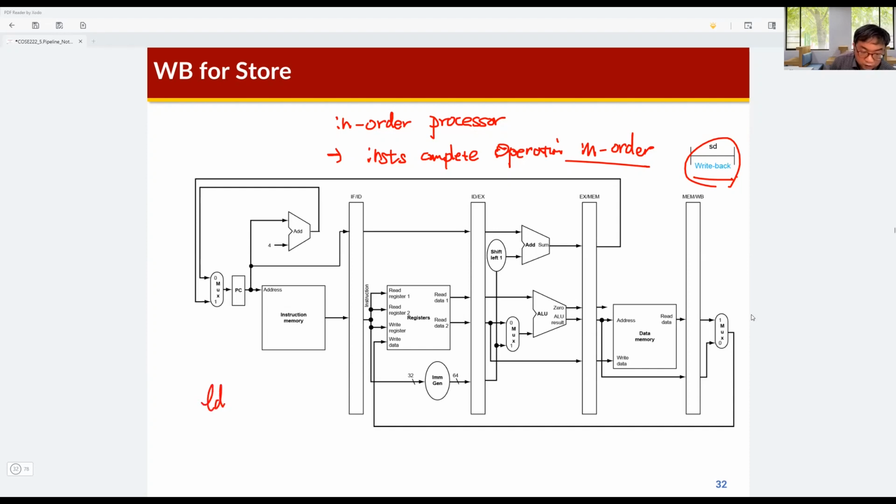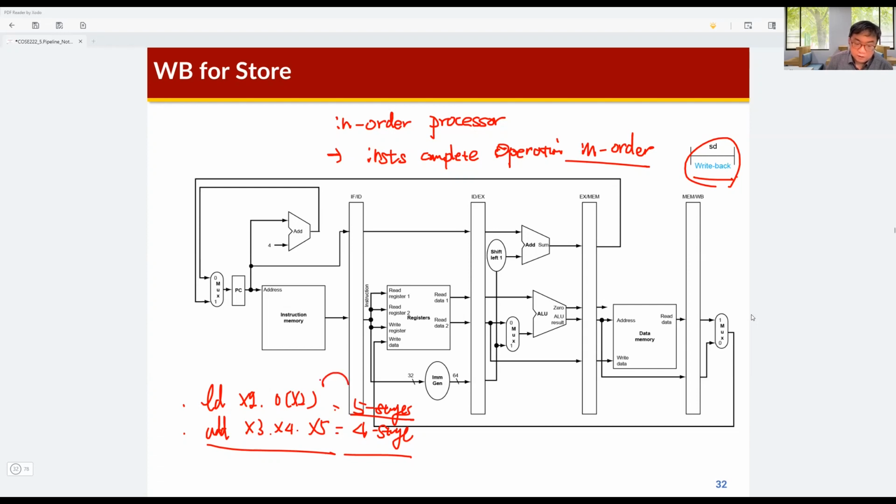So this is the load x1, 0(x2), and add x3, x4, x5. So these are instructions. And then, the add instruction requires 4 stages, and this load instruction requires 5 stages. So if we just assign 4 stages for the add instruction and 5 stages for the load instruction, then this add and load instruction will complete at the same clock cycle, right?